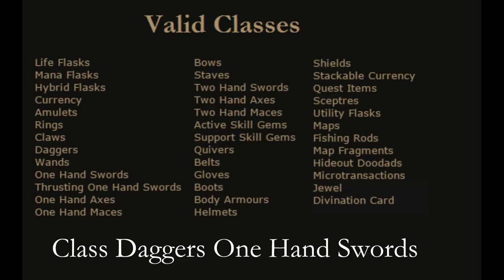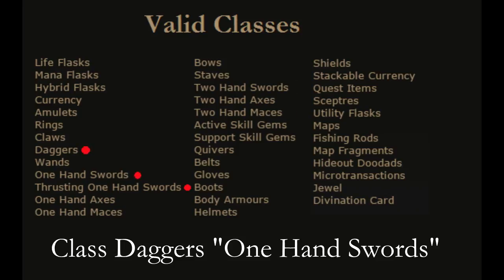When parsing a line like class daggers, one hand swords, values, called tokens, are split by spaces. That is, this line will check to see if your item matches daggers, then one, then hand, and finally swords. In order to force the parser to ignore spaces and treat one-hand swords as a single class, add quotes, like this. Now, the search tokens are daggers and one-hand swords.